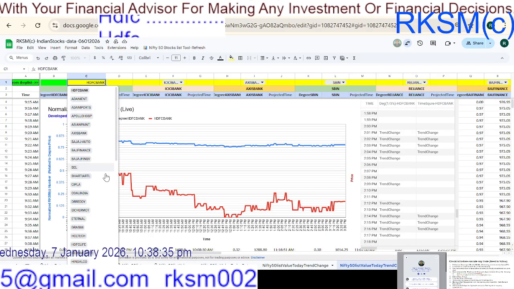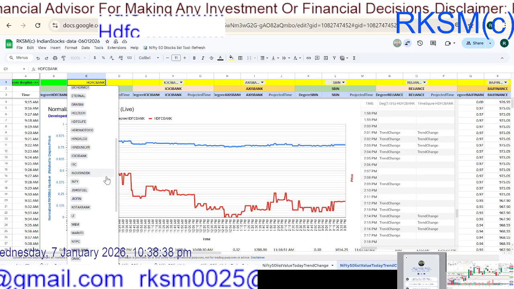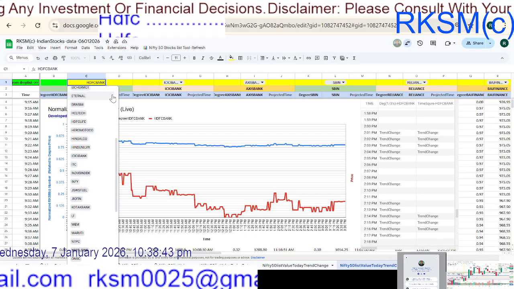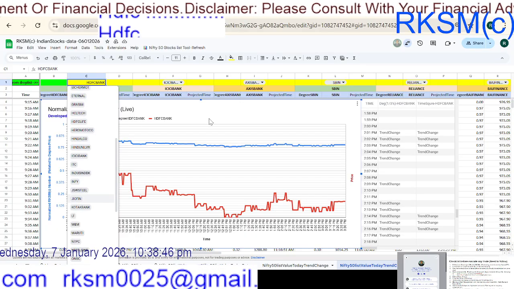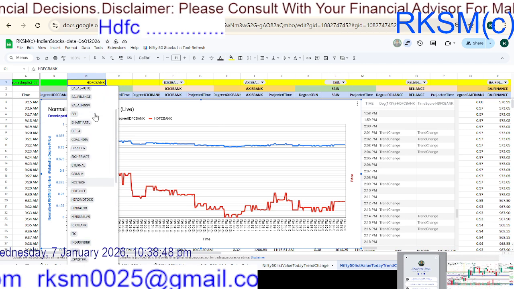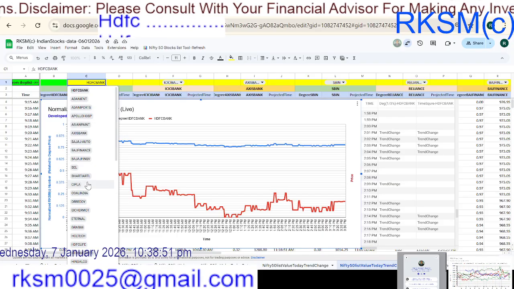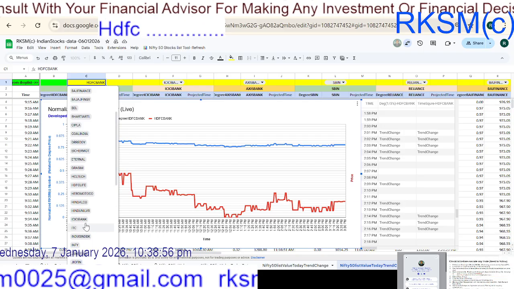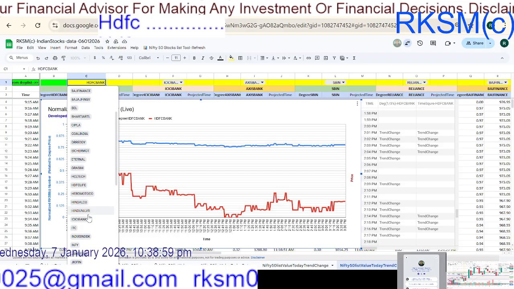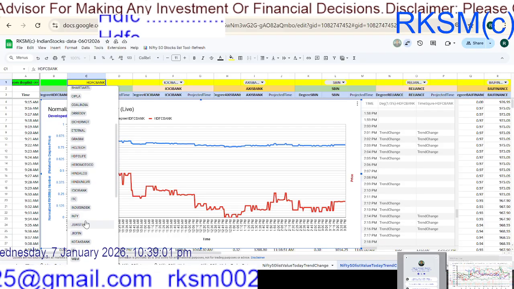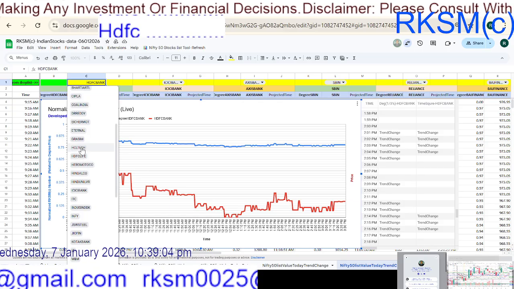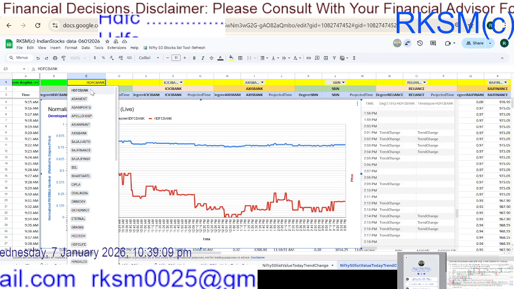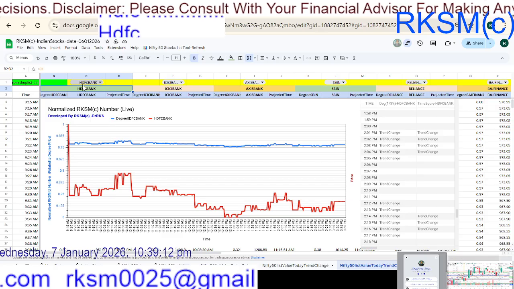There are so many stocks here. I have taken all the Nifty 50 stocks, and you can select any of them. But now our motto is to demonstrate HDFC Bank. So let me figure out where HDFC Bank is here. Yes, HDFC Bank is here. So we can select HDFC Bank here. Okay, so we have selected HDFC Bank.